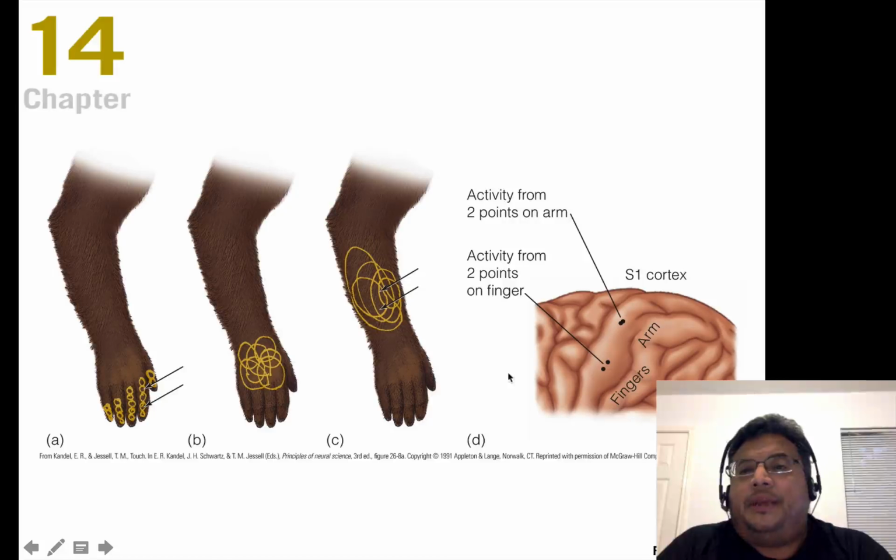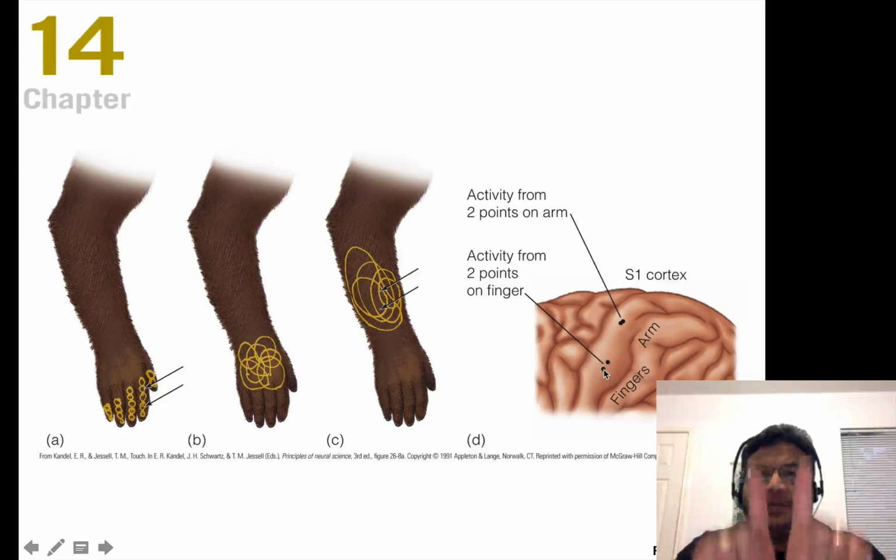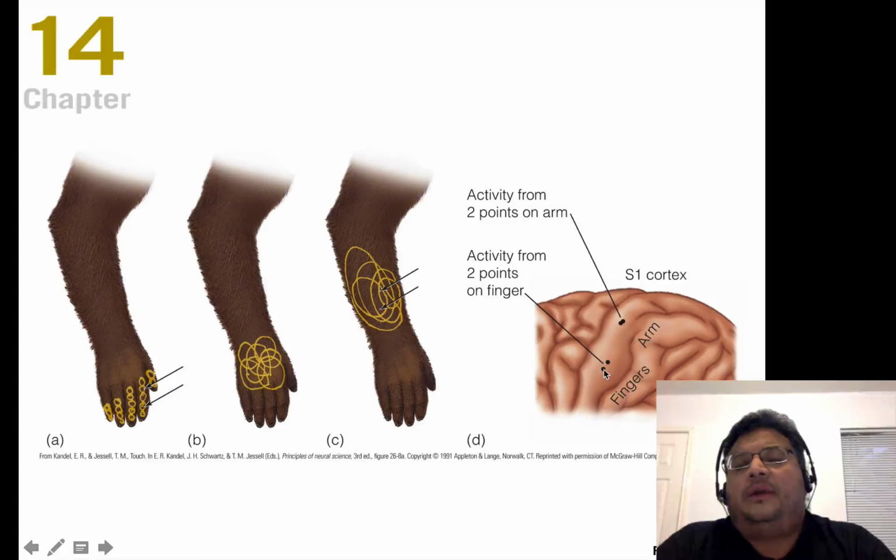And notice here the 2-point activity on the finger. The same 2 points are represented differently in the cortex. So measuring the 2-point activity, or the ability to detect 2 points, notice it gets represented very well here as 2 separate points, but on the arm, you really can't tell if it's 2 points or 1 point.